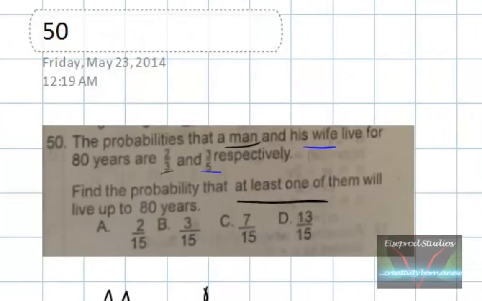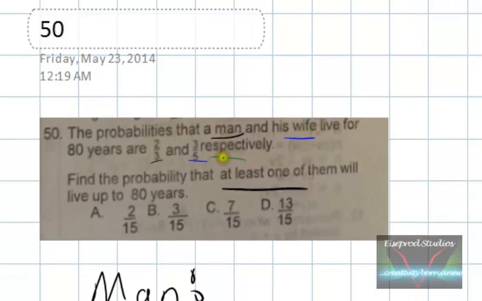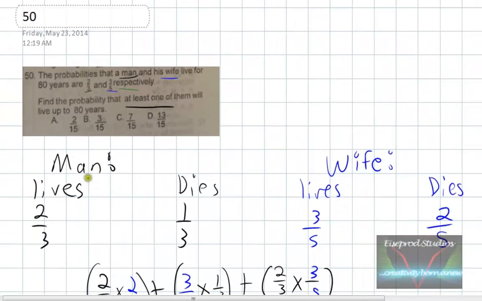Question 50 states the probability that a man and his wife will live for 80 years are 2/3 and 3/5 respectively, and it wants us to find the probability that at least one of them will live up to 80 years. So using the information that they gave us, they said respectively. So the man, chances that he lives until 80 years is 2/3, and for the woman it will be 3/5. So I've written out here the chances for each of them. So the man, the chances that he lives, as we said, is 2/3, which means that his chances of dying is 1/3 before he reaches the age of 80.